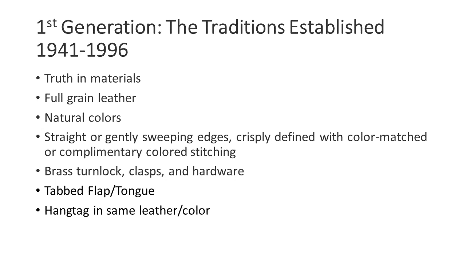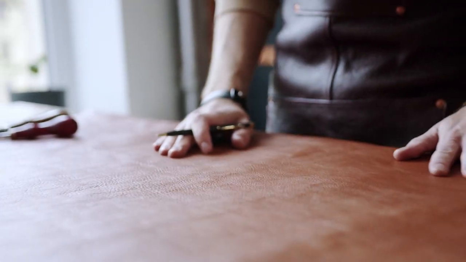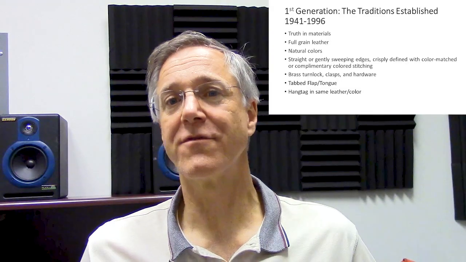Design language describes sort of the elements of design that are infused through a lot of the product, and the traditional products exclaim truth in materials. They use full-grain leather and brass hardware and were very clear in how it's used and presented it very clearly and without ornamentation. And this is sort of the era from 1941, from when they started, to about 1996 or so.